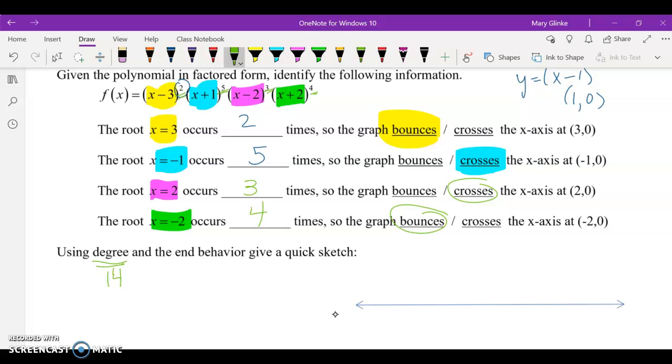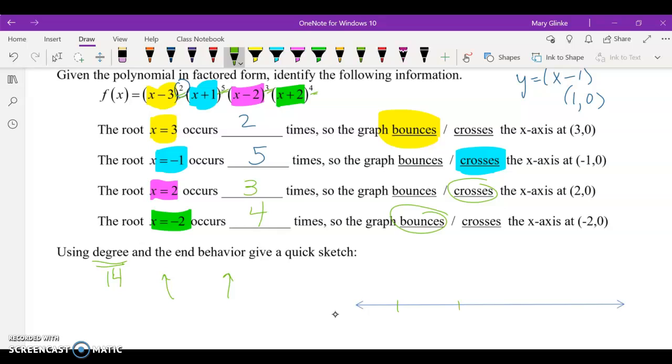Because that's an even number, my graph is going to end the same direction on both ends. Since we don't have any negative x's, making it a negative leading coefficient, it's going to go up on both the left and the right side.